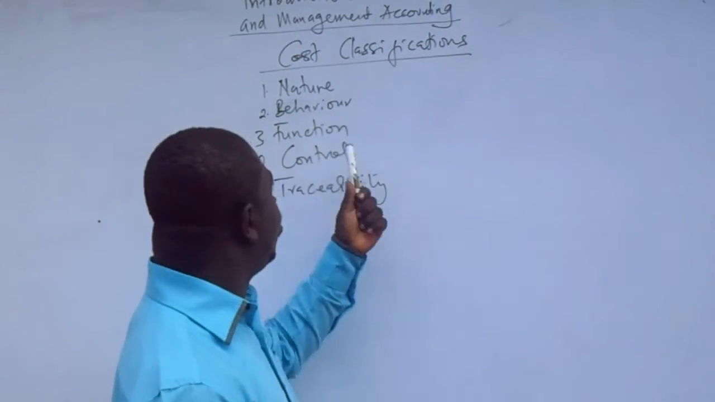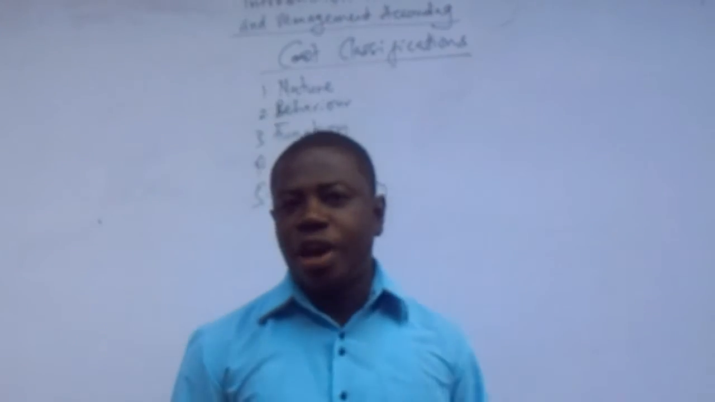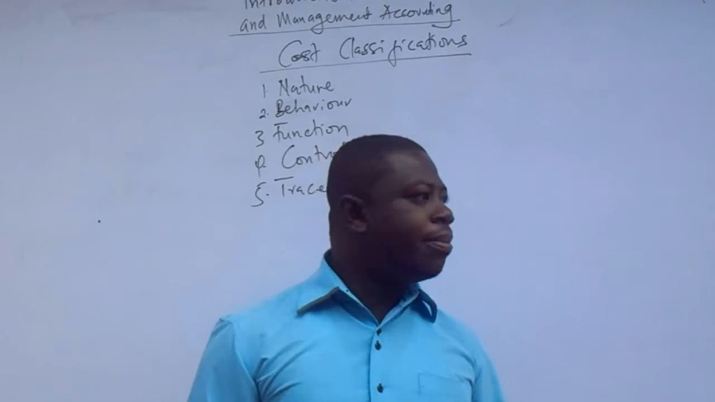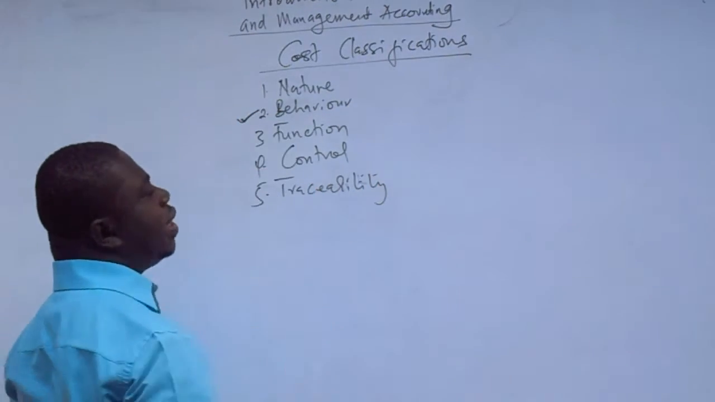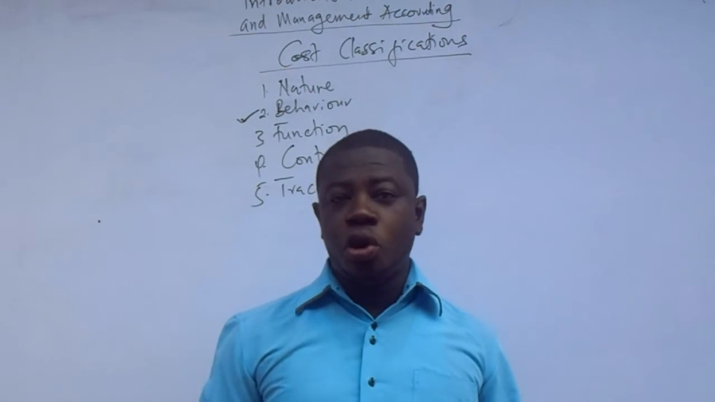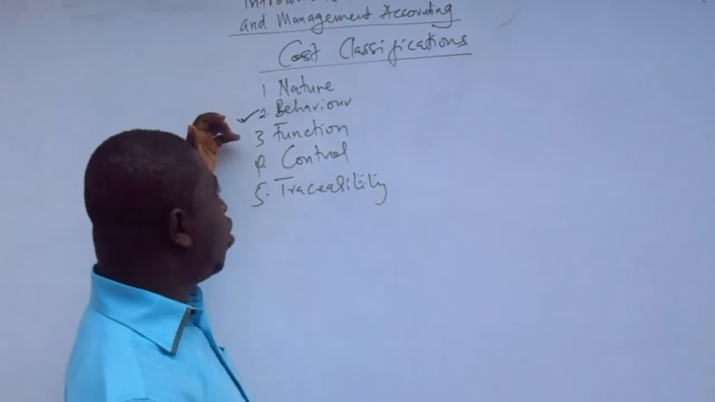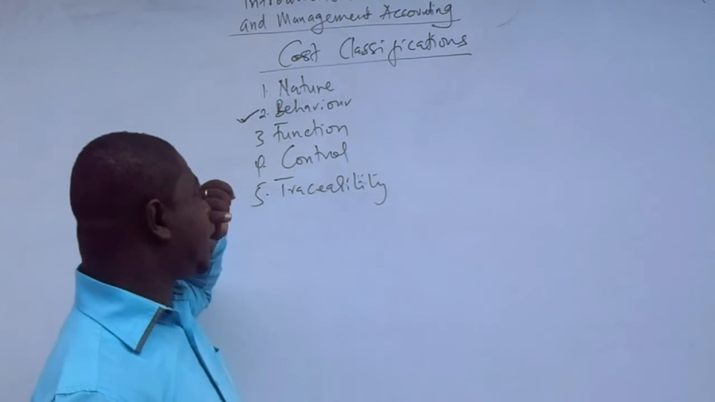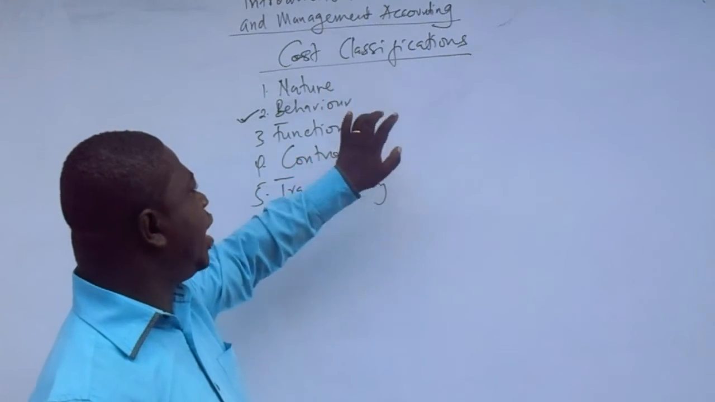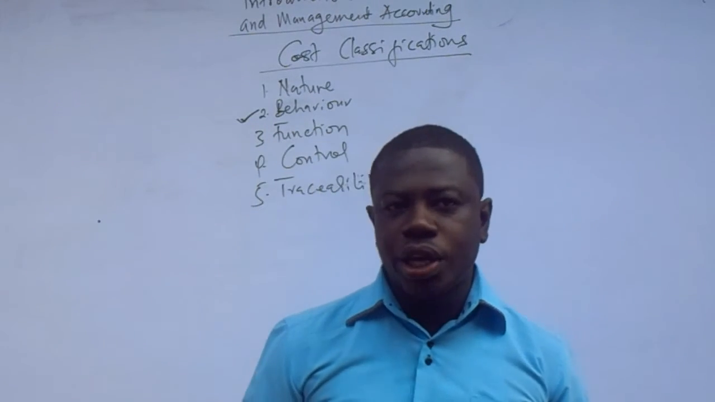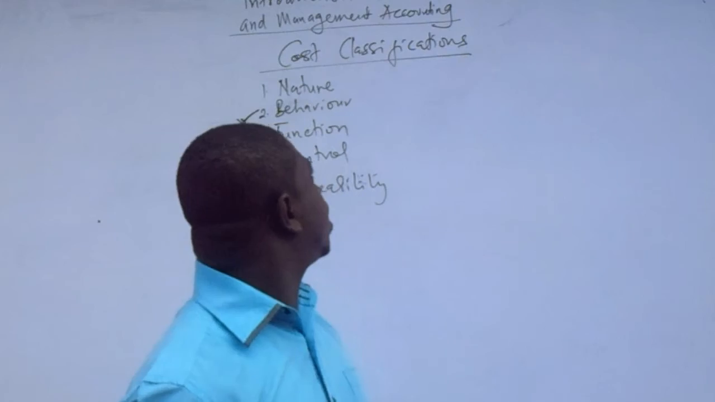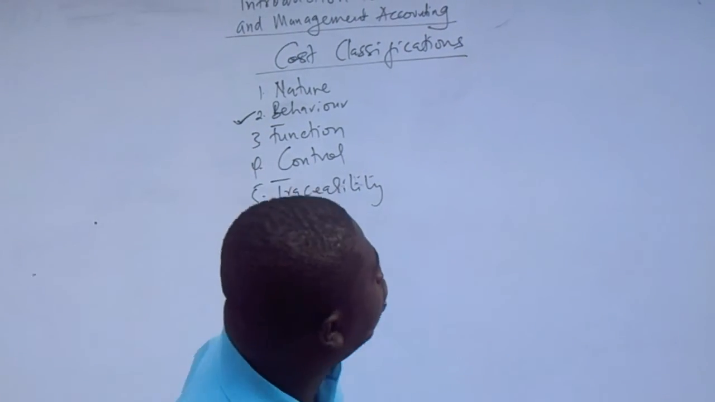And so let us quickly go through these and then try and explain them. Of course, cost behavior will be dealt with in our next video as a full topic on its own. And so I may want to skip the behavior of cost, but then I'll quickly talk about the nature, function, control, and traceability. Okay, and so that is what cost classification is all about.